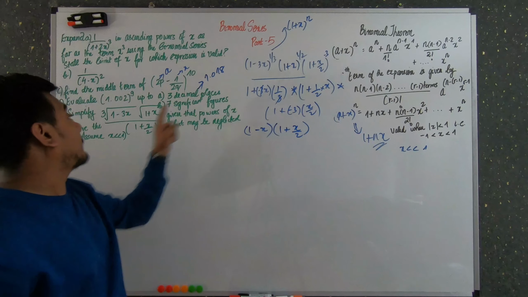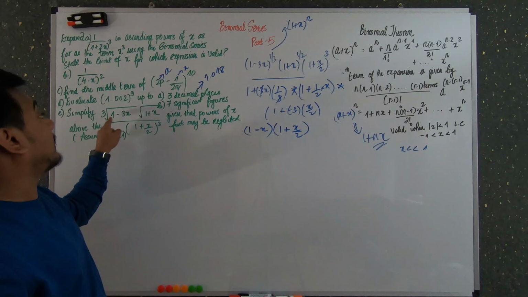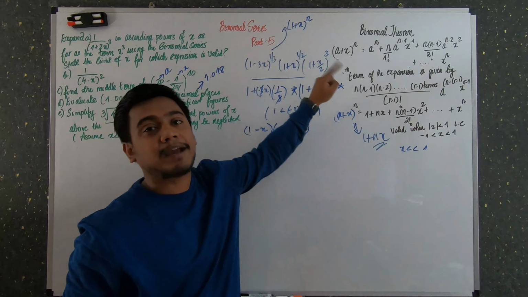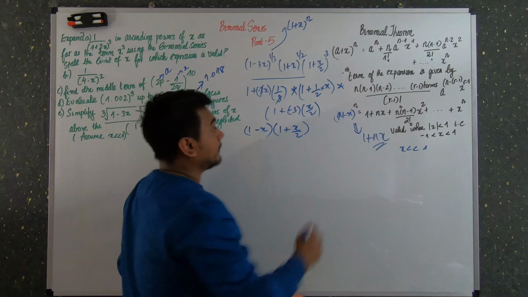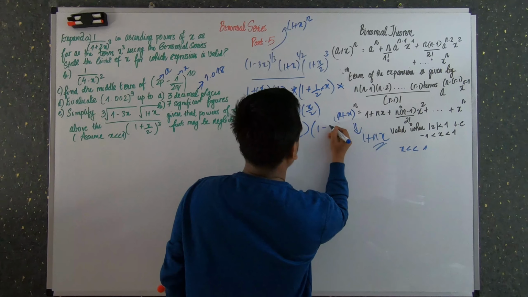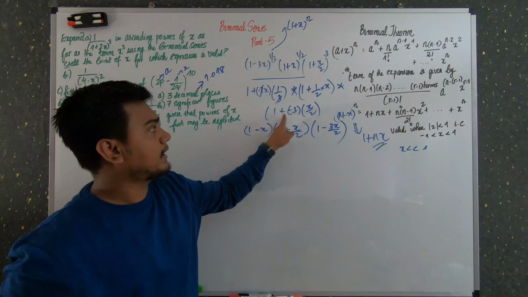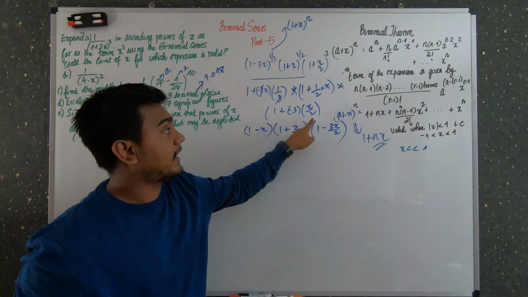1 plus x the whole raised to 1 by 2. 1 minus 3x is what? 1 minus 3x the whole raised to 1 by 3. Again, when this term comes to the top, it becomes 1 plus x by 2 the whole raised to minus 3. Okay, next term is what? 1 minus 3x by 2. So 1 minus 3x by 2.